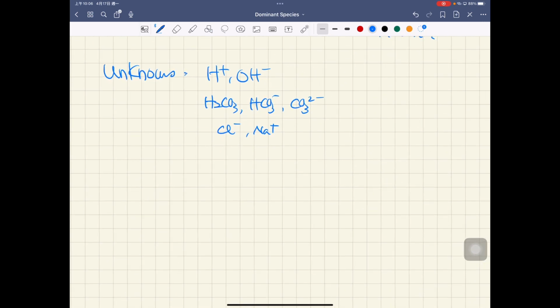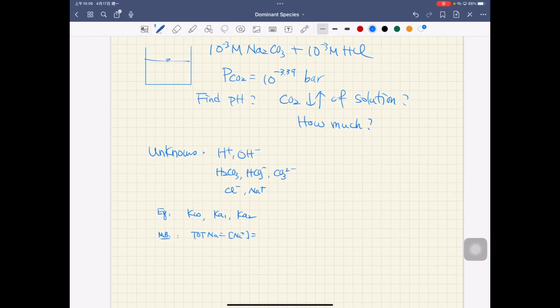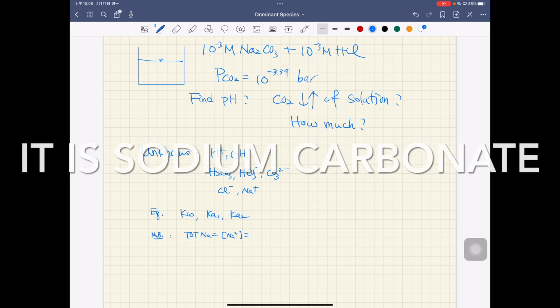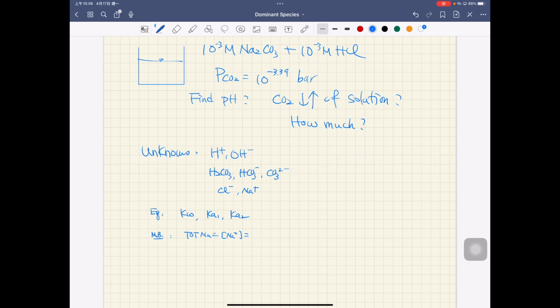For the 7 equations, you have the equilibrium equations. You have Kw. I'm not going to write it now; you all know what Kw, K1 and K2 are. So you have 3 equations. And then you have the mass balance equations. You have total sodium. Since the sodium you add is sodium carbonate, 1 mole of it gives 2 moles of sodium, so sodium will be 2 times 10 to the minus 3.